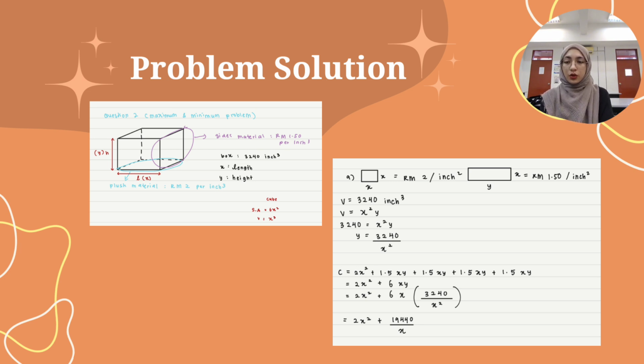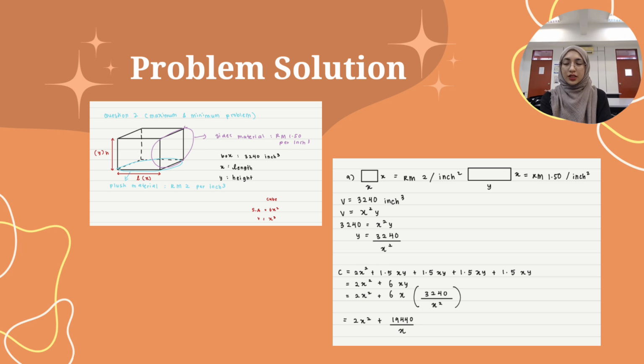For the cost equation, the total cost C involves the area costs of the sides. The cost includes 2 sides with area x squared and 4 sides with area xy. The equation of cost becomes C equals 2x squared plus 4 times the cost per unit area for the y side. Then we substitute the given costs per unit area, so C equals 2x squared plus 1.5xy times 4. This simplifies to C equals 2x squared plus 6xy.